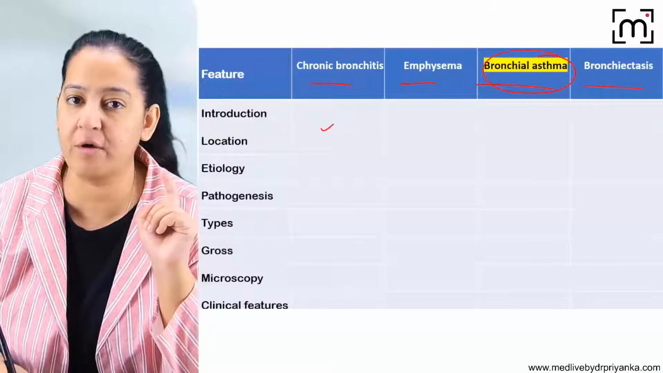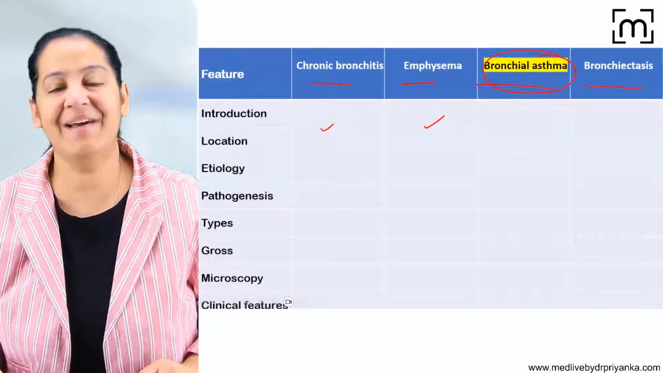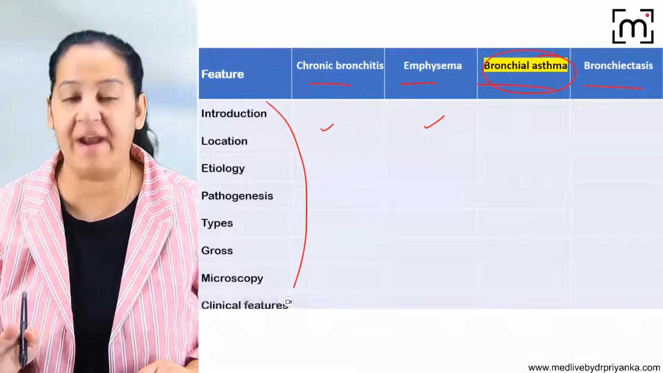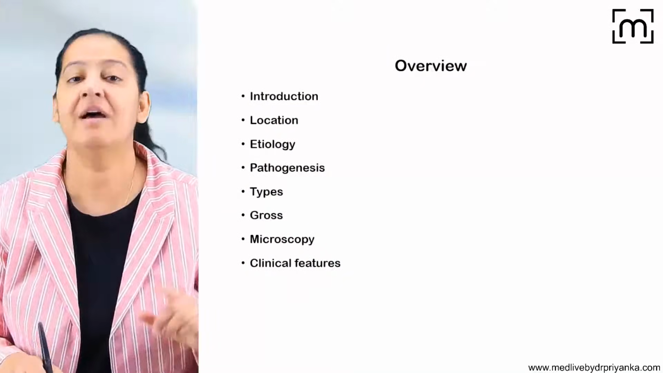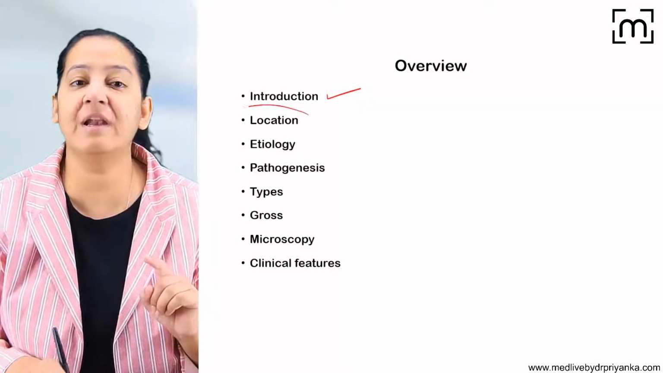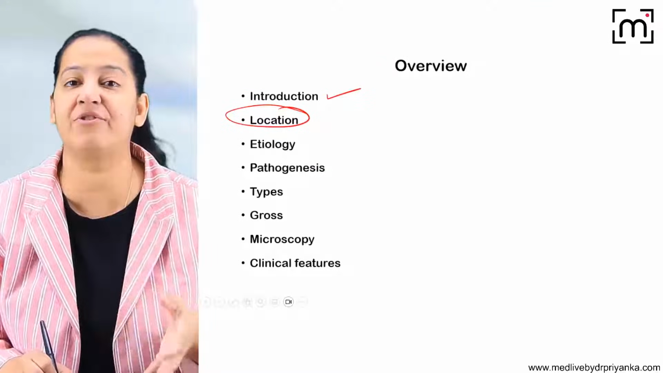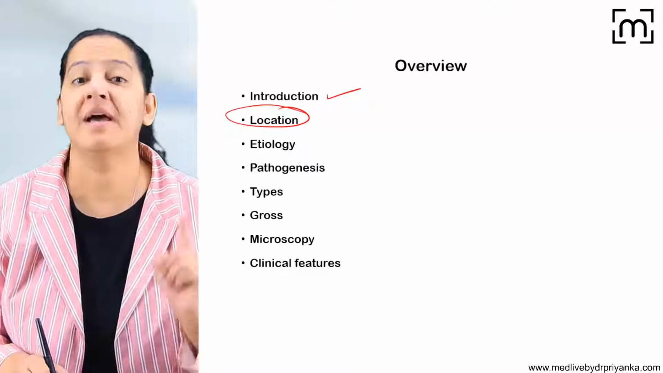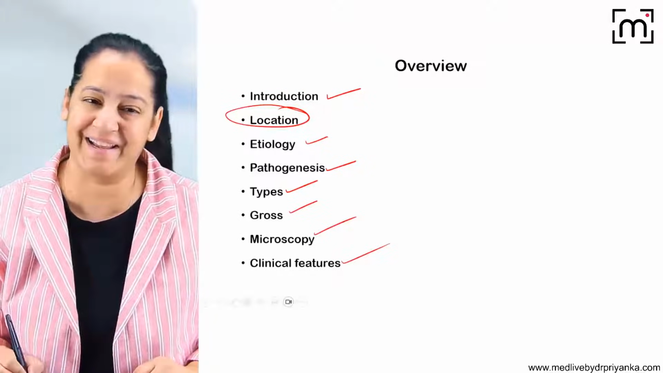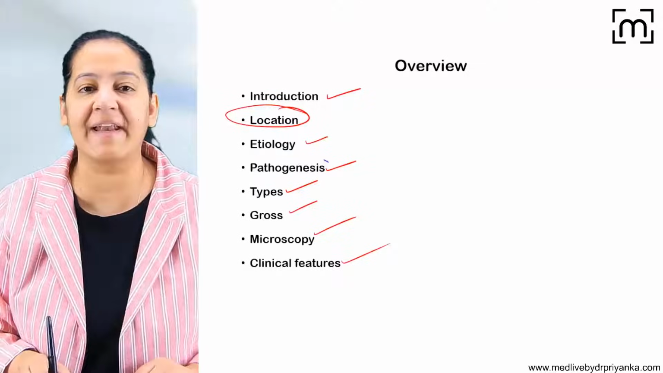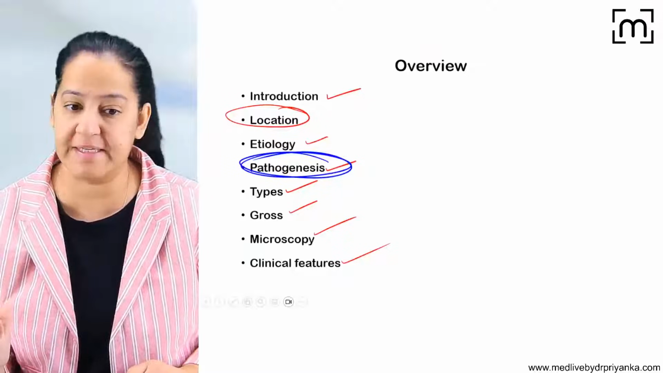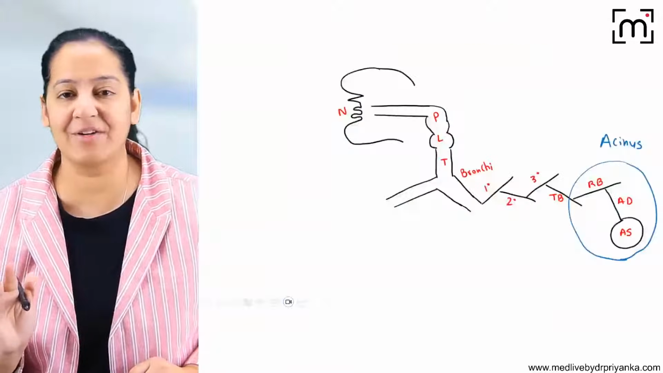I'm assuming that you have already watched chronic bronchitis and emphysema. So here we are discussing asthma. As we discussed all the COPDs under a fixed set of headings, asthma is also discussed under the same headings. First of all, I will give you the introduction of asthma. What is asthma? We will define asthma. Then we will see the level of obstruction in the entire respiratory tract, the location of the obstruction. Then we will see its etiology, pathogenesis, types, gross, microscopy, and finally the clinical features. Most important among all these headings is the pathogenesis, on which you get many repeated questions in your university exam. So please concentrate. Let's start the topic asthma.